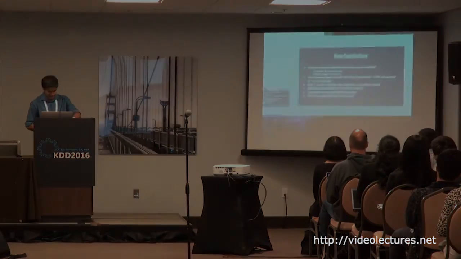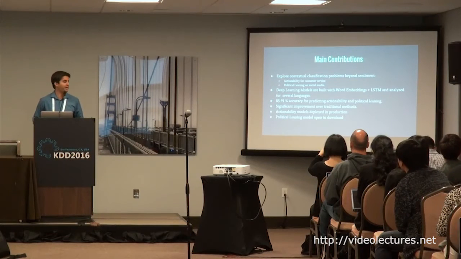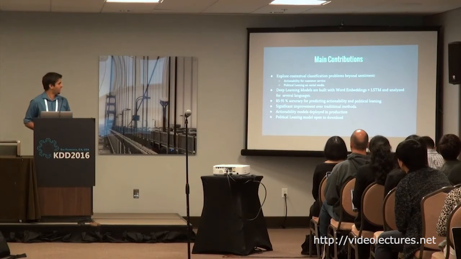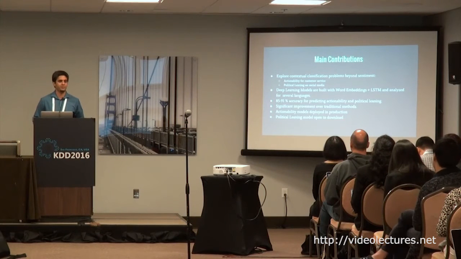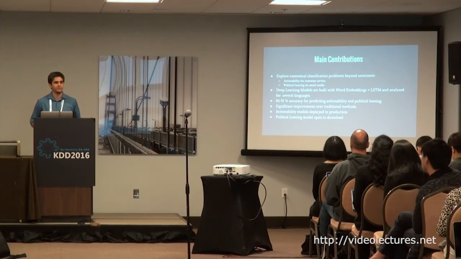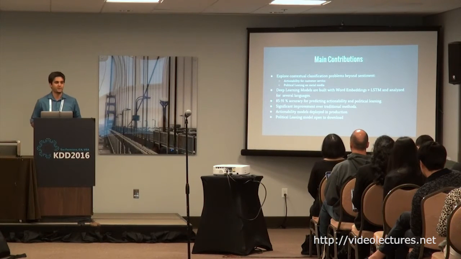Maybe I can just... We look at these particular problems, actionability on social media and political leaning. The way we solve this problem is using deep learning methods, where we use word embeddings and LSTM techniques to infer these higher level concepts. We show that with these kinds of methods, we get around 85 to 91% accuracy on various different languages when we apply it to actionability as well as political leaning.